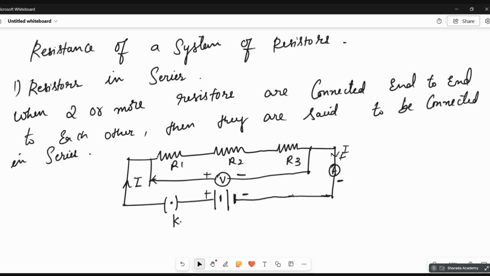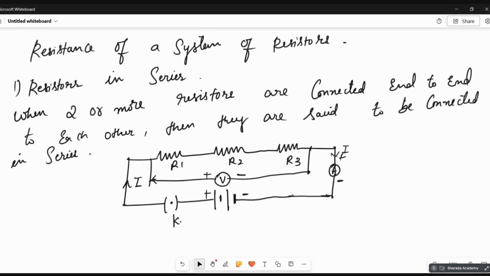So kids, when they play, right? They will keep one hand with one friend, the other hand with another friend, right? Like that. So only one end is connected to the next resistor, but the other end is connected somewhere else, right? So only one end is connected, then it is called series.